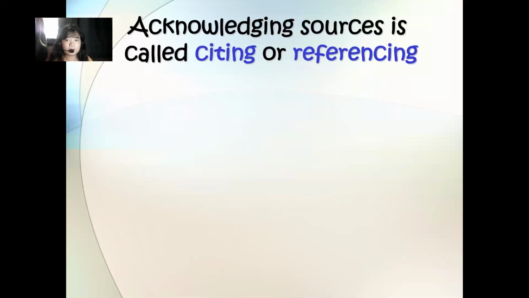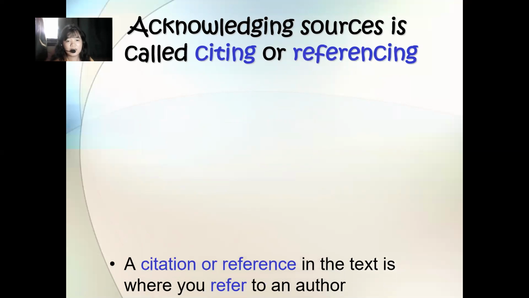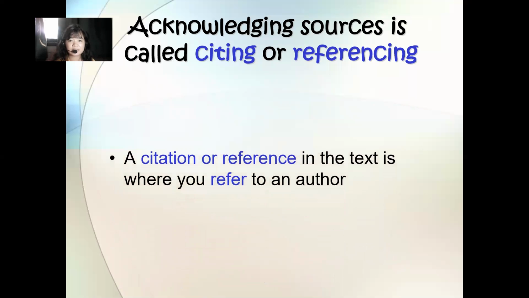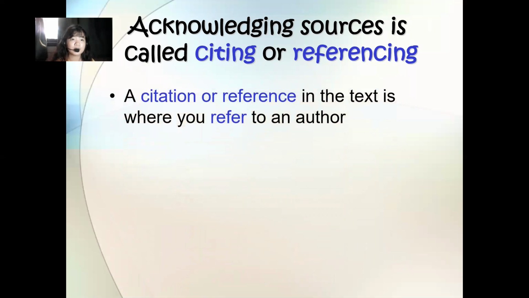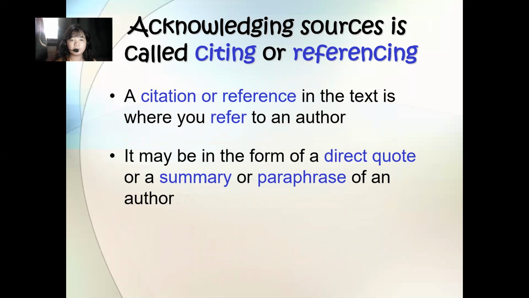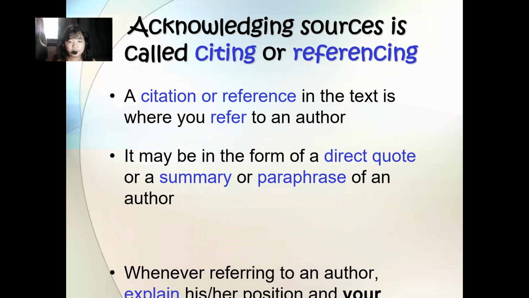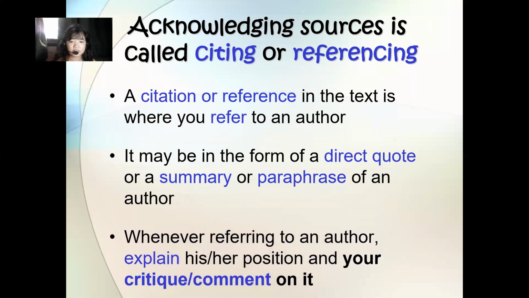Okay? So, acknowledging sources is called citing or referencing. A citation or reference in the text is where you refer to an author. Para sa itong gihimo na to kay Jam Gade, para ma-identify sa mga reader nga dili ni work nako, kuha na ko sa work ni Jam Gade, butang na ang name sa author and iyahang date published. It may be in a form of a direct quote or a summary or paraphrase of an author. Whenever referring to an author, explain his or her position and your critique comment on it.